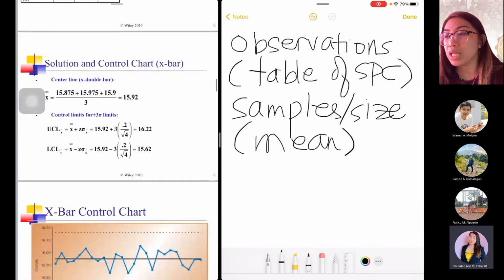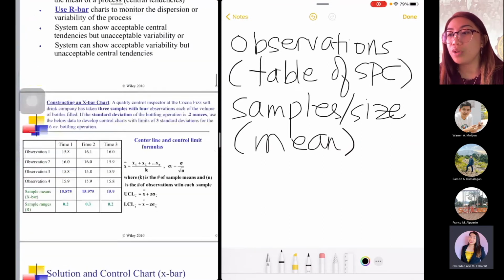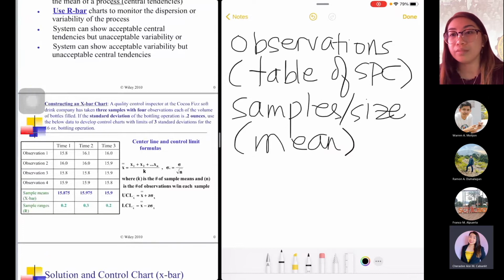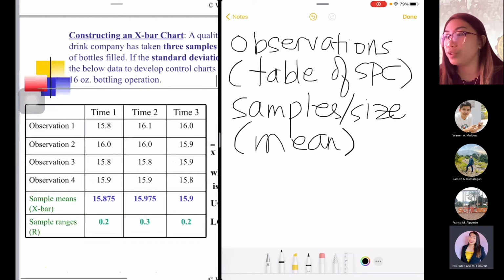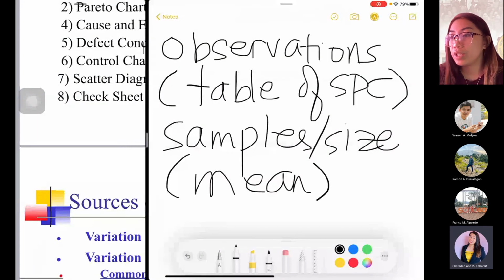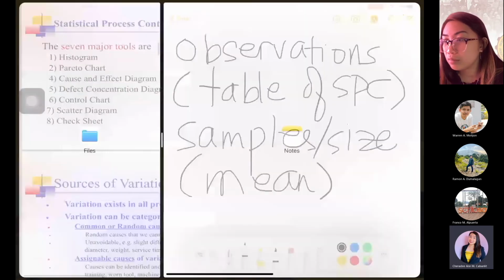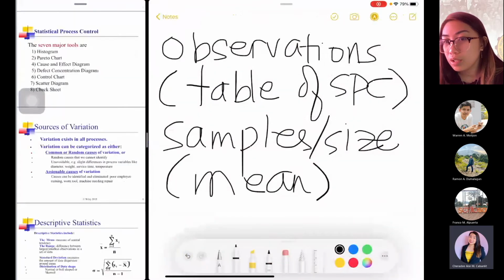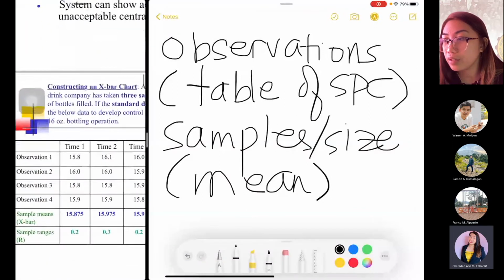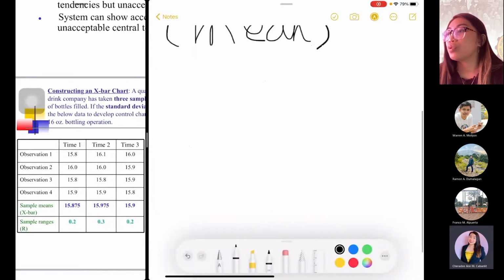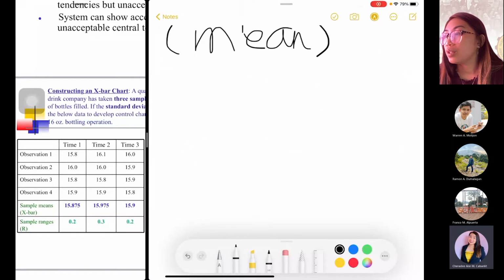So what he used is actually the main formula, which is bar X plus Z sigma. Now here, we can actually use the table of SPC. So never mind the solution, let's have our own, no? So, okay. Can you see the problem? Where is it? Oh yeah, here. Okay, so let's start.